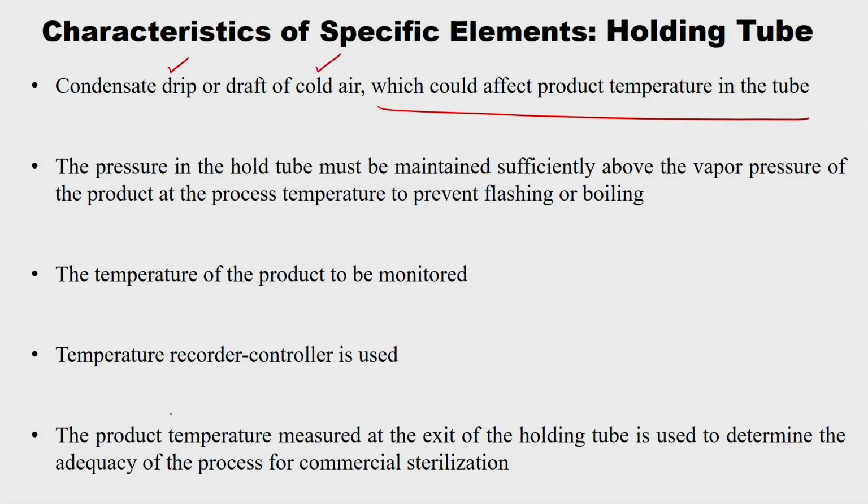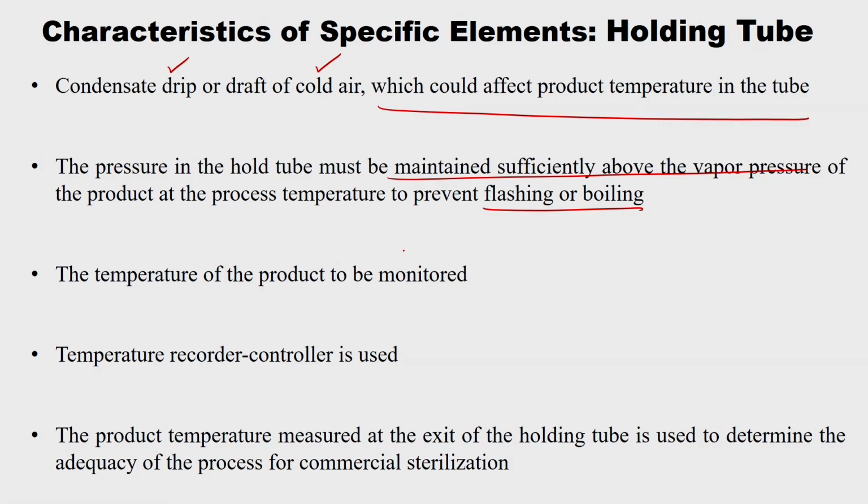The pressure in the holding tube must be maintained sufficiently above the vapor pressure, because if it is below, then flashing or boiling may happen in the holding tube. If the sensible heat of the product is used for flashing or boiling, then the product temperature automatically reduces within the holding tube. So, your product sterility will not be achieved, as the temperature will be less than the commercial sterility temperature.